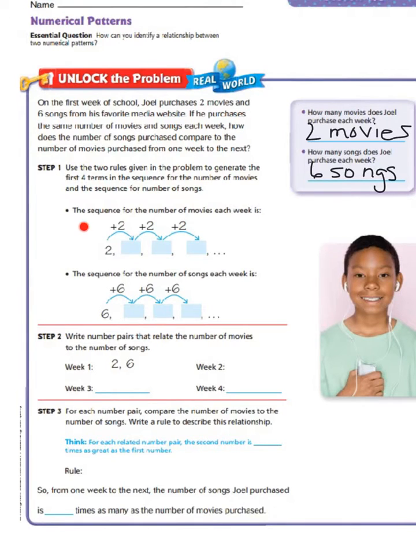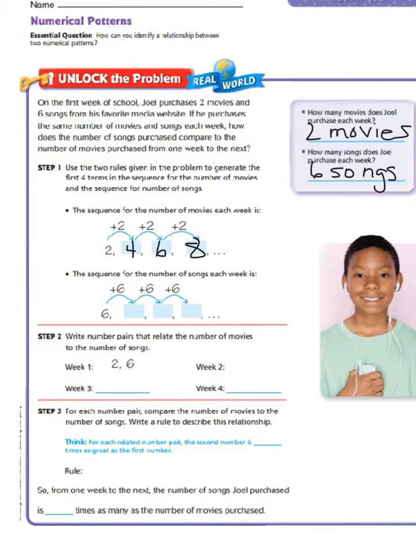So the sequence for the number of movies each week is, well, the number of movies is 2, plus 2 for the second week would be 4. 4 plus 2 for the third week would be 6. 6 plus 2 for the fourth week would be 8.